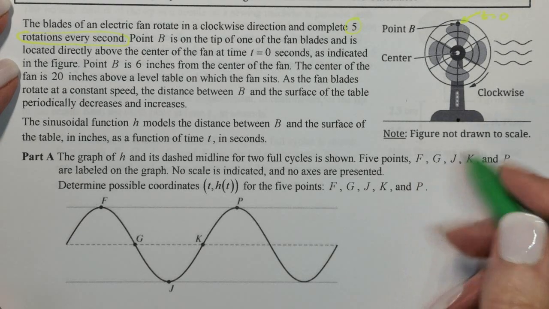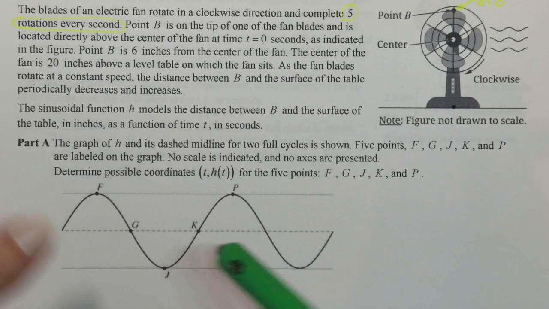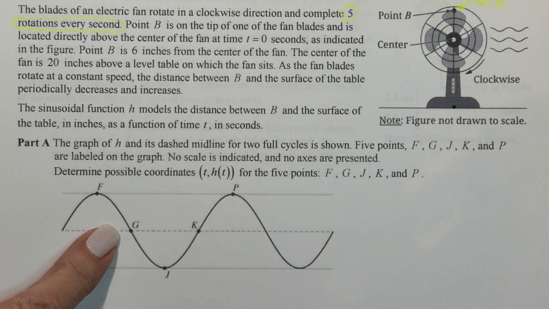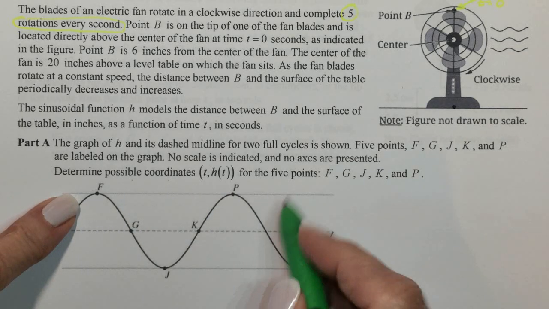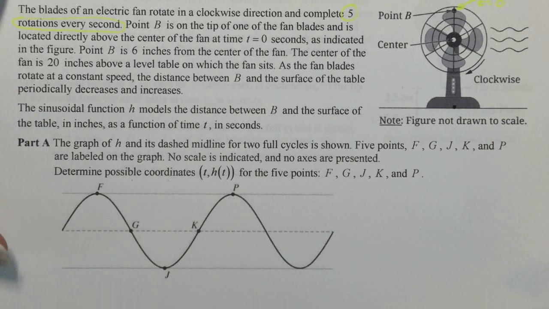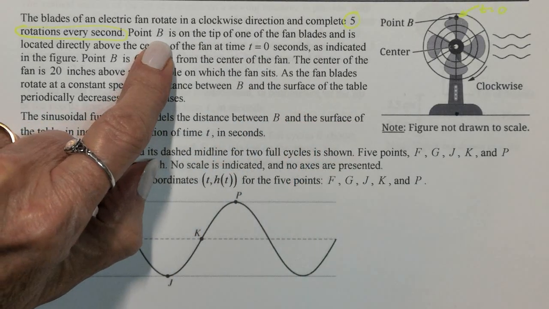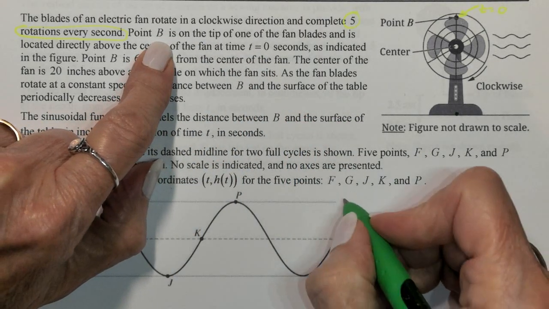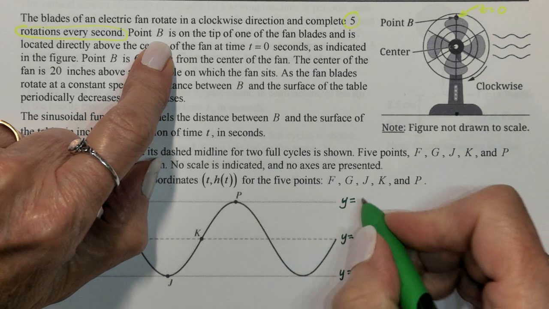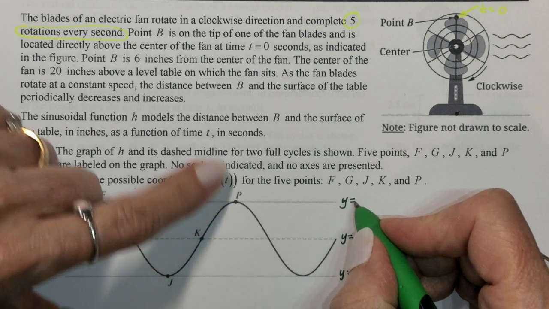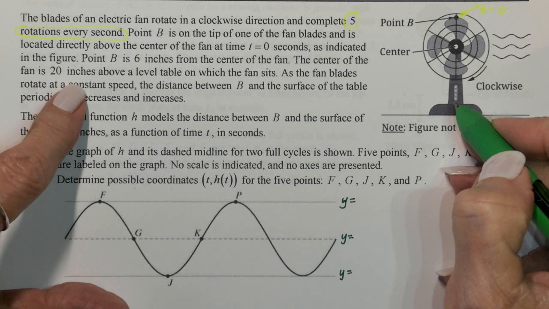Okay, part A. The graph of h is modeled by this curve. We want to find possible coordinates for these 5 points. So let's think about this. Well, at time 0, where is B? I like to come over here. These are the y coordinates, right? So what is the furthest that B is from the table?